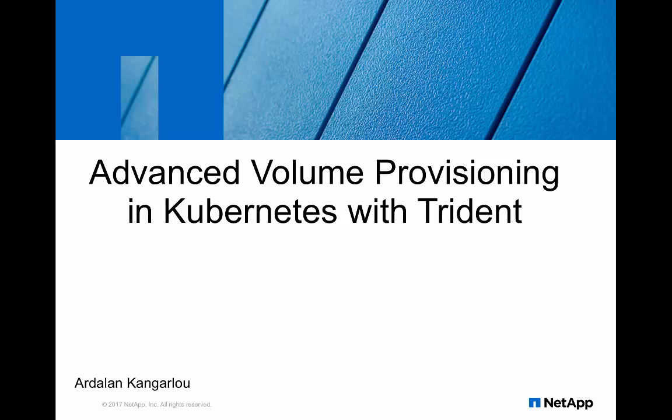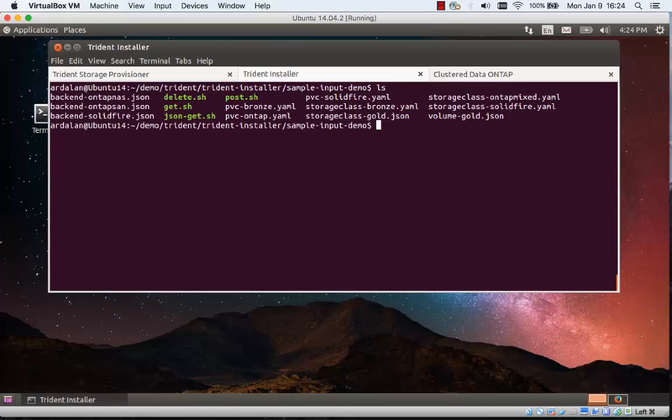This section of the tutorial demonstrates one of the more advanced capabilities of Trident, namely using a feature vector in a storage class definition to provision a volume across heterogeneous backends. Now let's look at a more complex definition of a storage class.